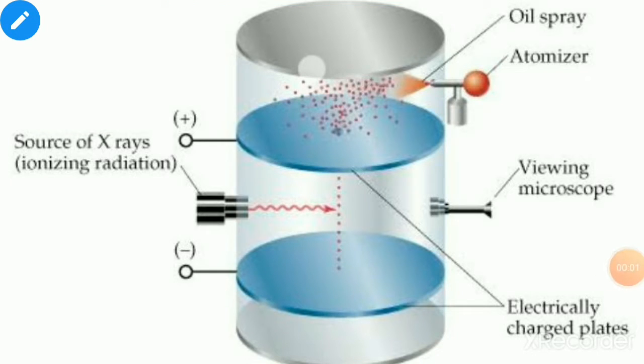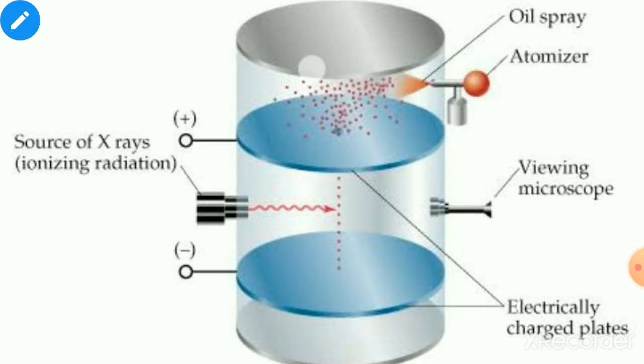Hello students, today I will discuss Millikan's oil droplet method to determine the charge of the electron. The apparatus is as in the figure. It is a closed chamber having two plates. One is positive and the other one is negative, connected with the source of electricity. In between the two plates, a source of X-rays is attached, and on the opposite side a viewing microscope is attached.